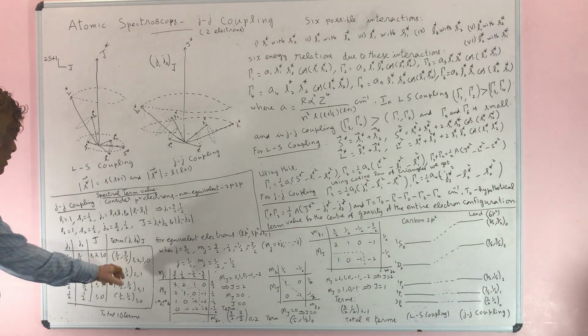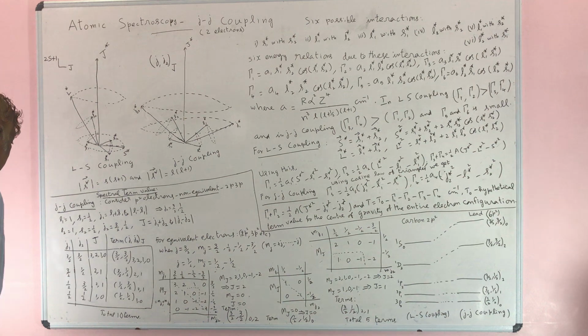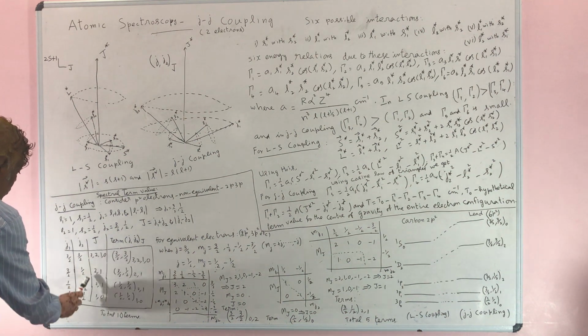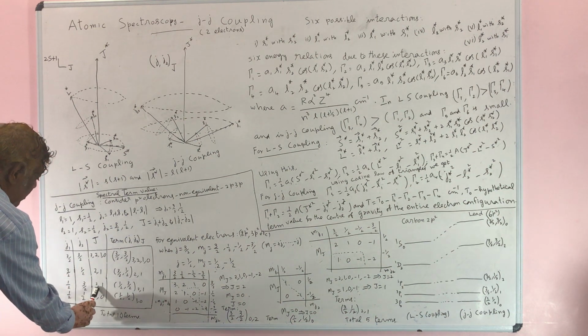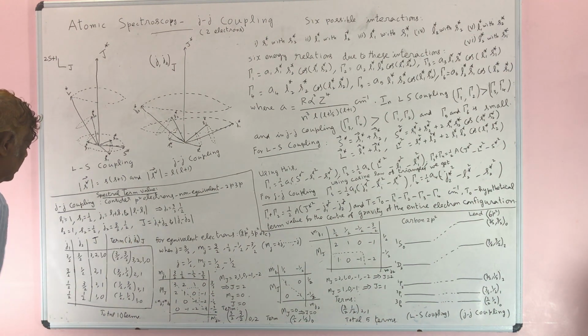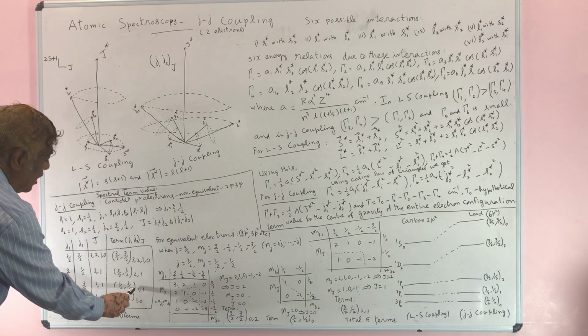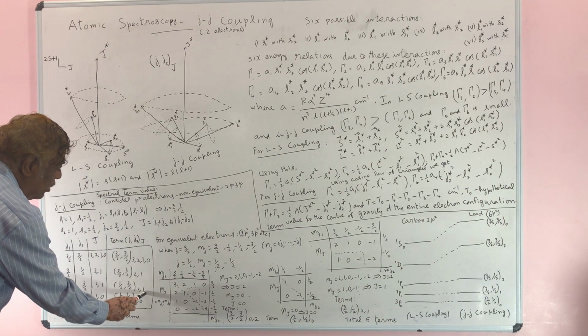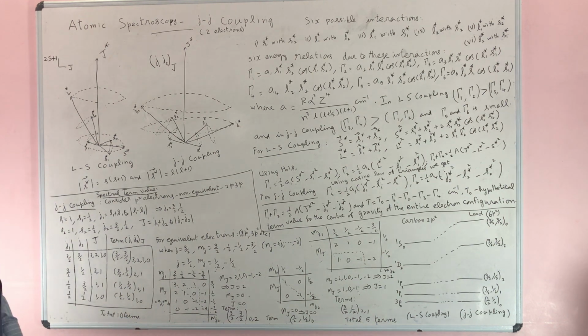Two more levels here because of this one. And if you put J1 is equal to half, J2 is equal to 3 by 2, again the J value is equal to 2 comma 1 by using this one. So this is half comma 3 by 2, 2 comma 1. So again there are 2 values. There are 2 term values.